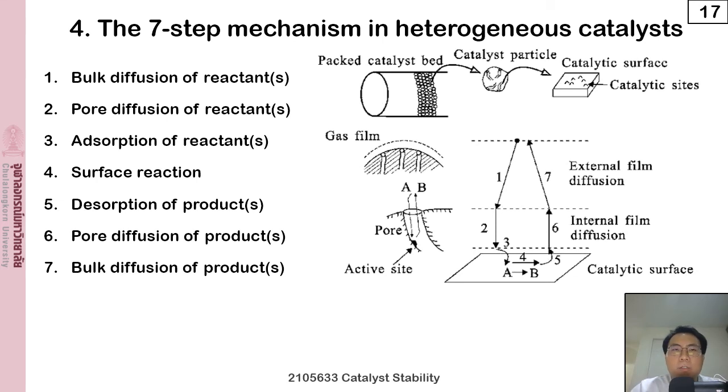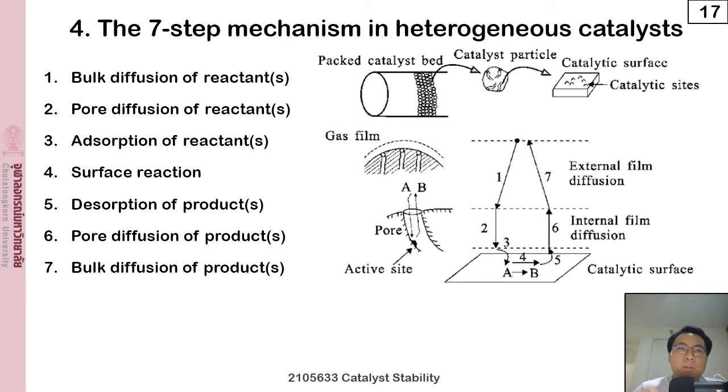The last thing that I would like to mention is how the reaction proceeds within the heterogeneous catalyst. It can be divided into 7 simple steps. If you read it, you will see that number 1 and 7, 2 and 6 are the same diffusion, but of different molecules. So let me explain from start to end.